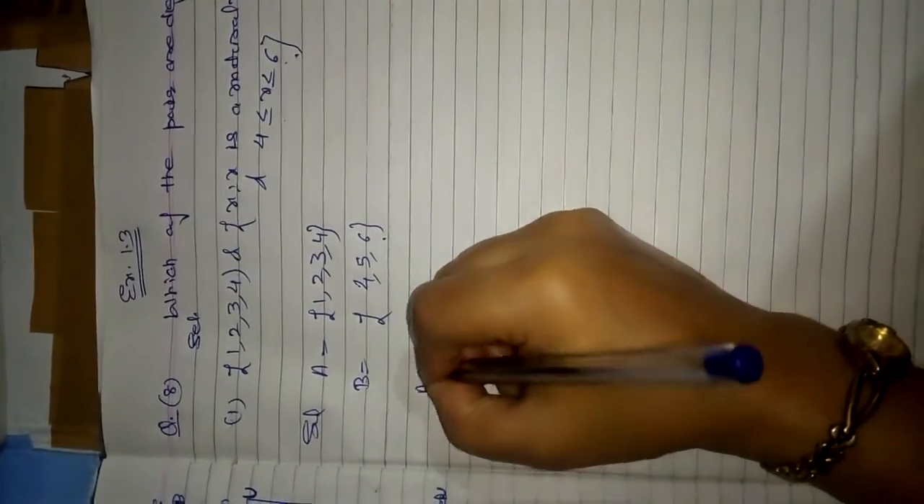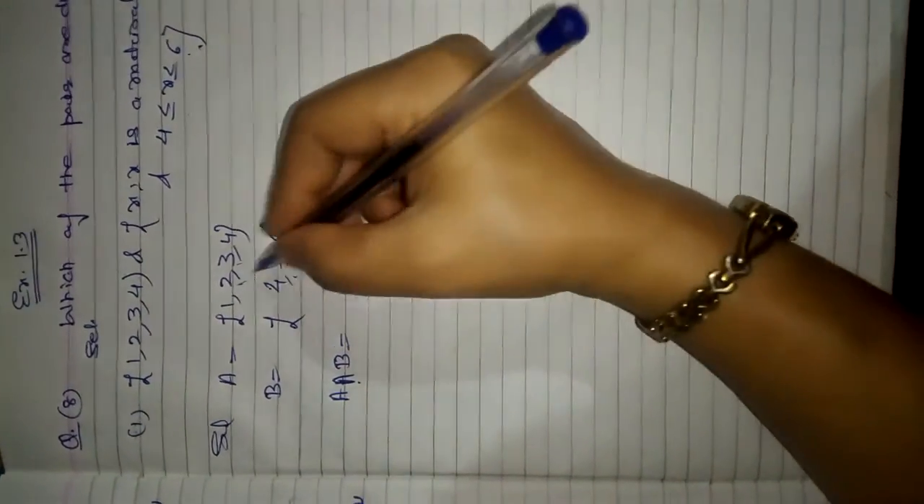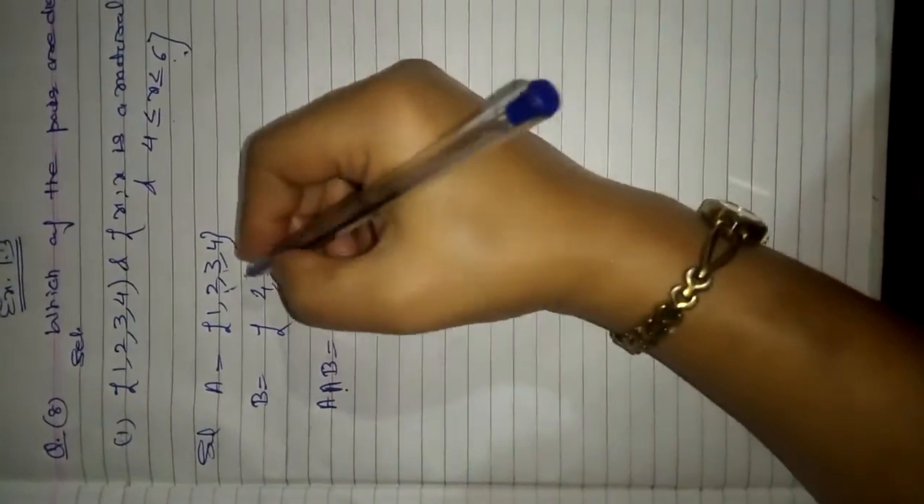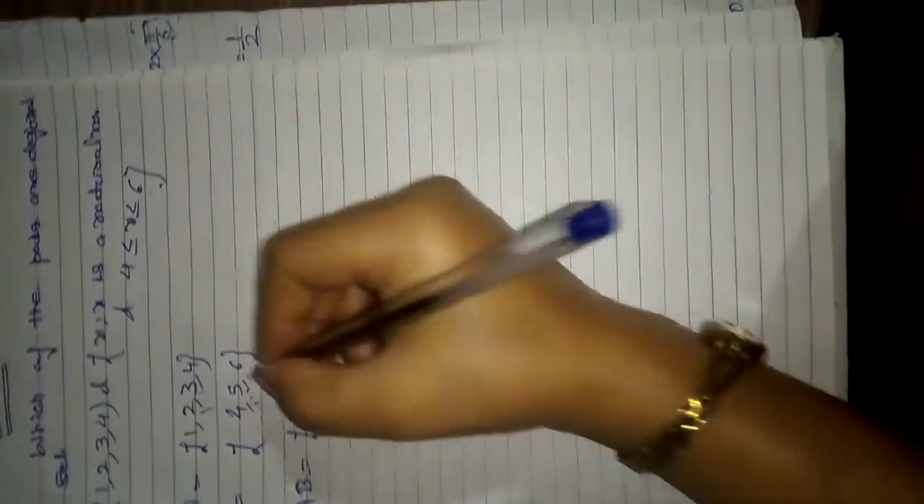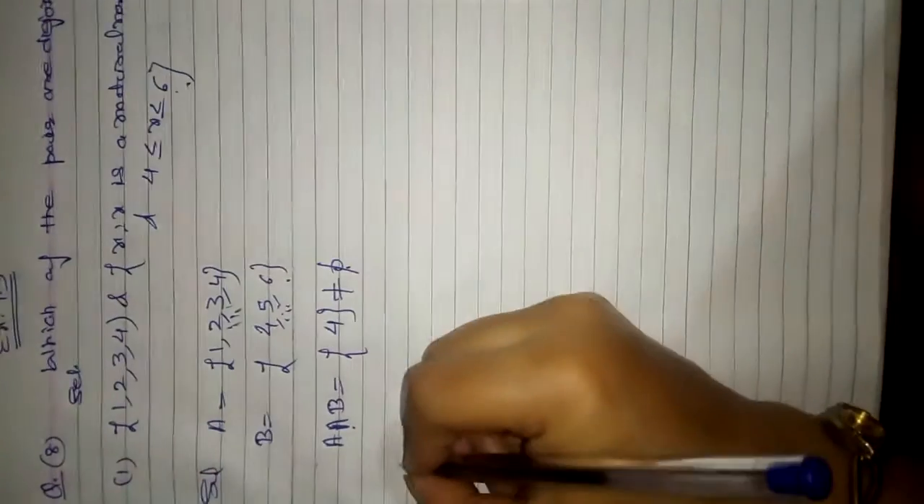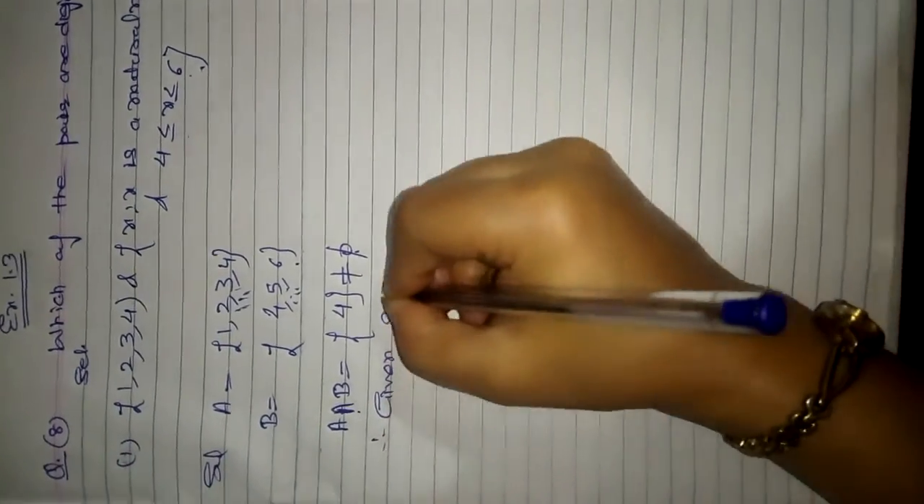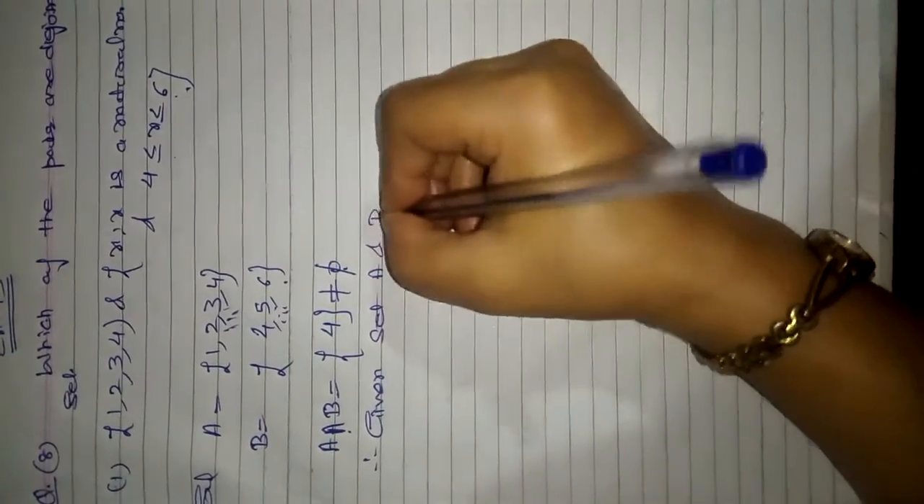Solve it. A intersection B. What is A intersection B? Intersection means common elements in both sets. So 4 is common between these two sets, so A intersection B is not equal to the empty set. Therefore, the given sets A and B are not disjoint sets.